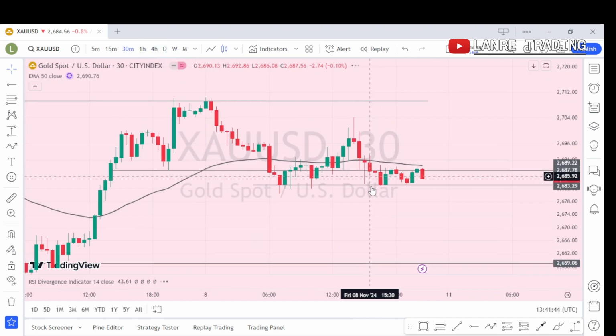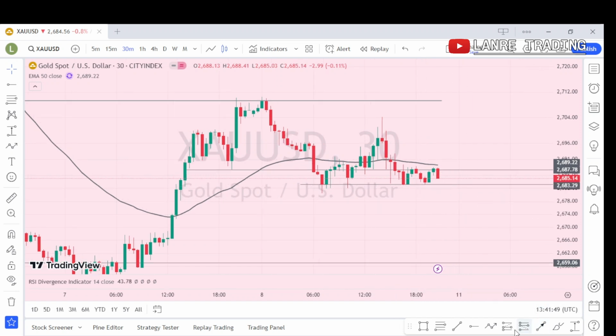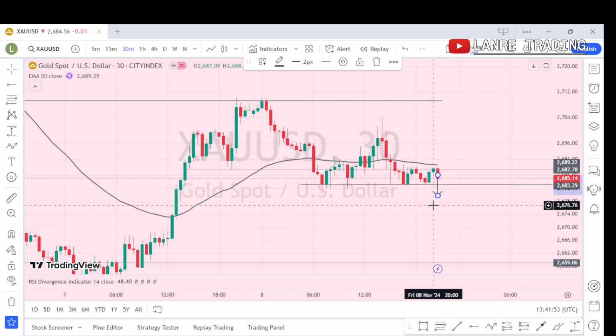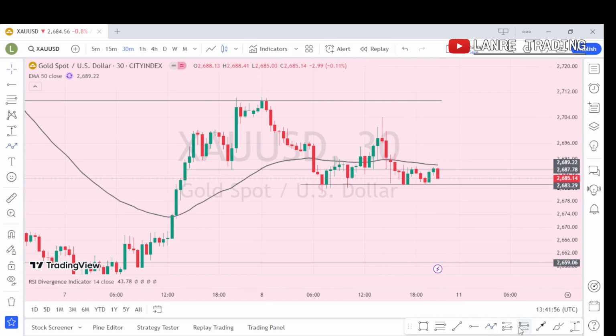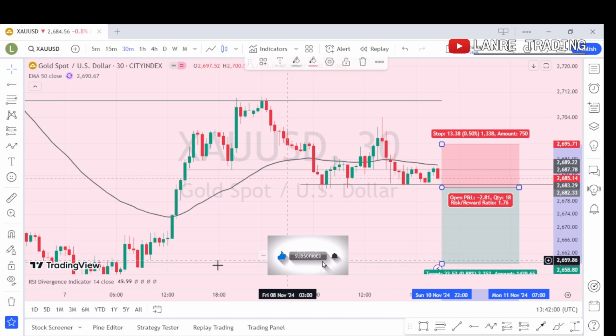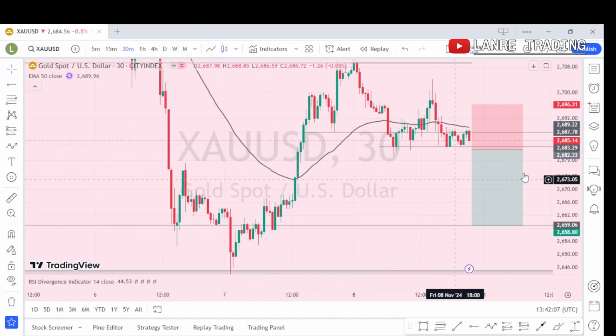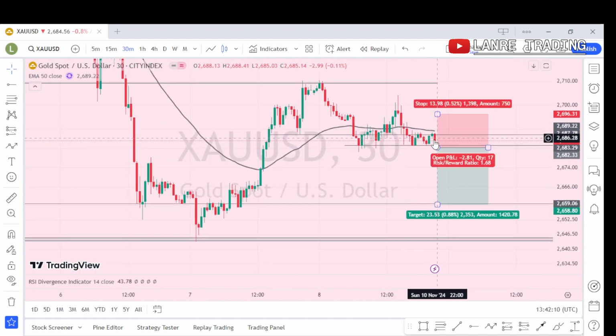Let me scale down to the 30-minute time frame. Let's wait for price to give us a sell signal right about here so we can open our sell position. Right about here we can take positions, and use this level as our first take profit. Our stop loss can be somewhere right about here. Let's just patiently wait.